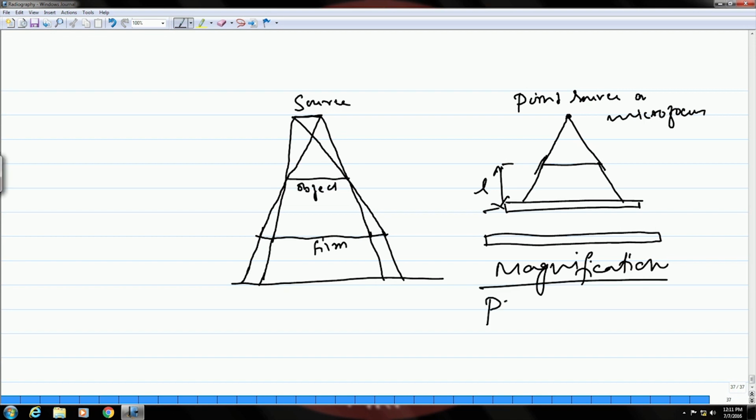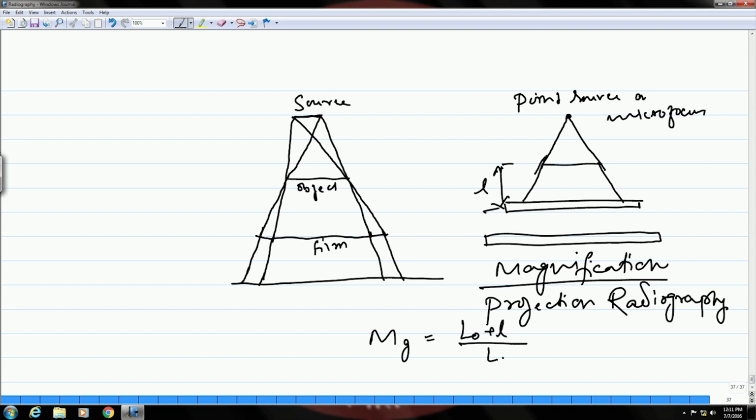And this is known as projection radiography if you magnify the image. And this magnification mg is given by these distances. So, this is the advantage that you have.